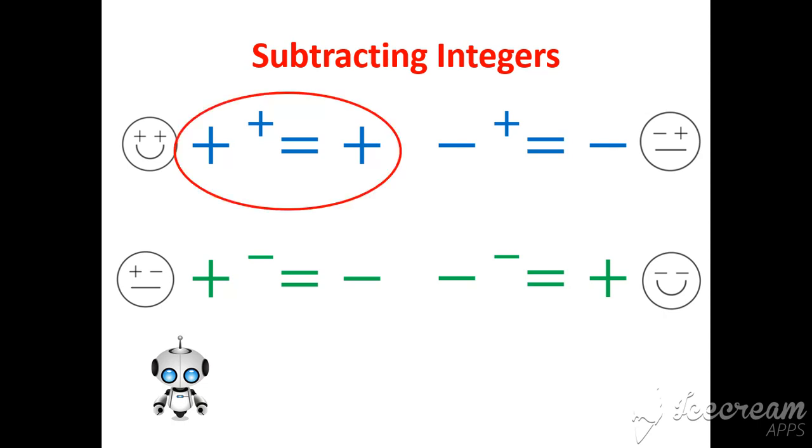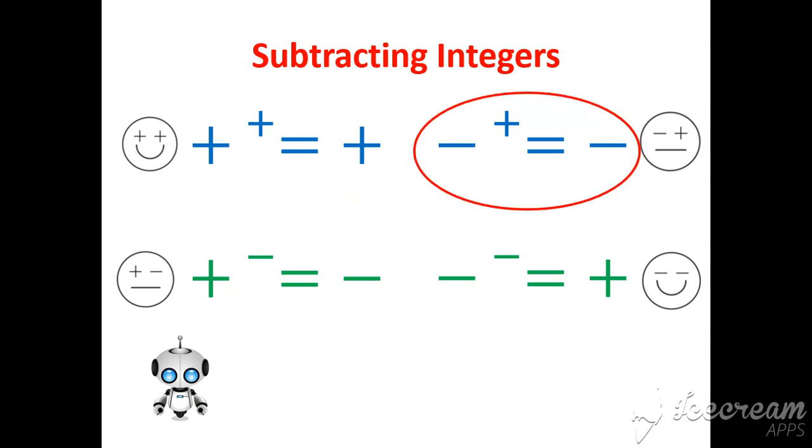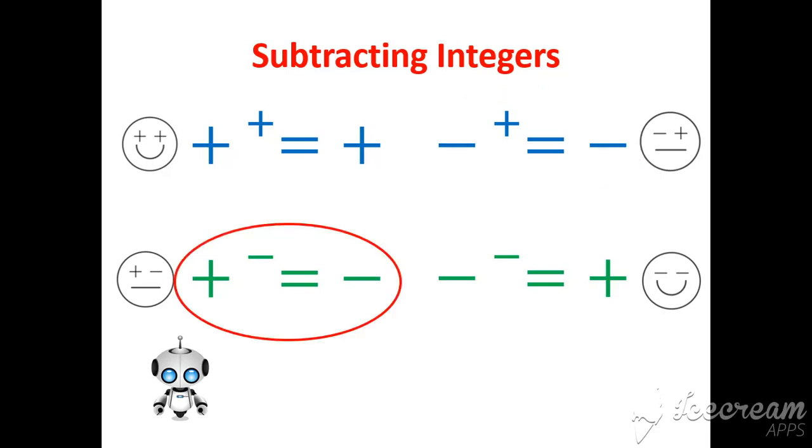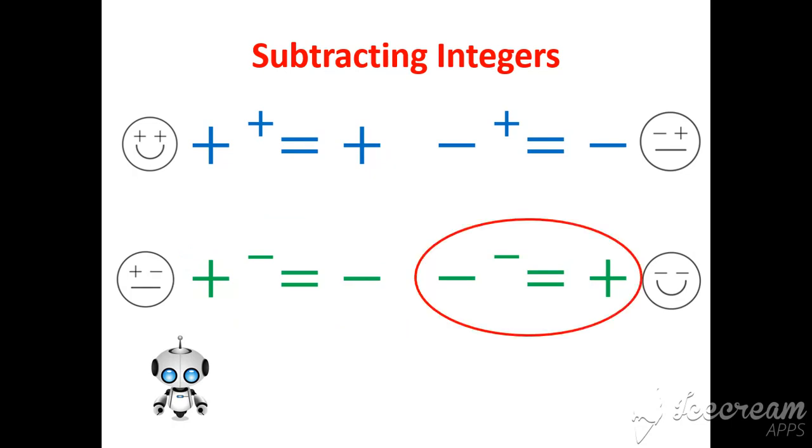When we add a positive, it's just plussing. When we subtract a positive, it becomes a minus. When we add a negative, it becomes a minus or subtract. And when we subtract a negative, it becomes a plus. These are the key ideas you need to learn about adding and subtracting integers.